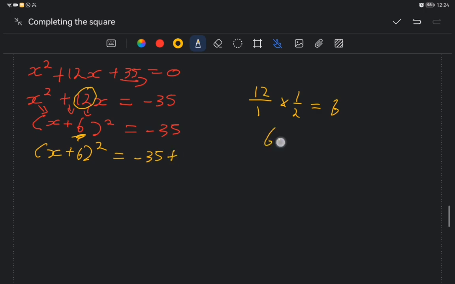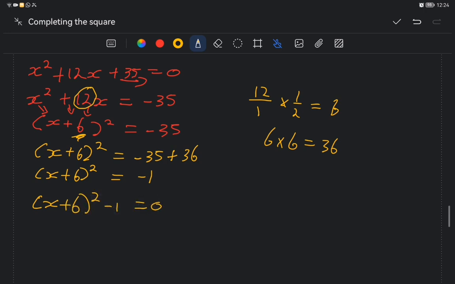Plus, what is 6 squared? 6 multiplied by 6. Is that 34? Sorry, 36. So we must introduce a positive 36 here, so that when you introduce it to the left hand side, it cancels out. So we have x plus 6 all squared is equivalent to negative 1. And then finally we can say x plus 6 all squared minus 1 is equivalent to 0. And that should be our final answer, where the square has been completed.